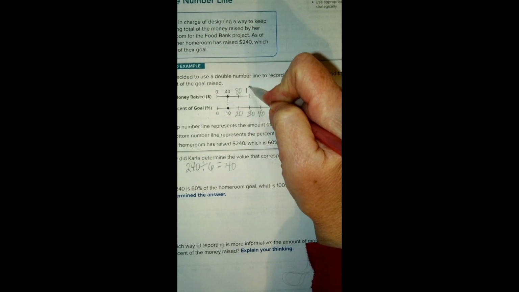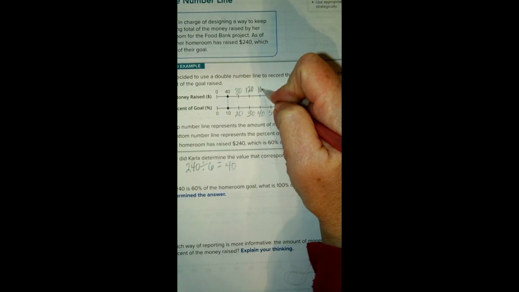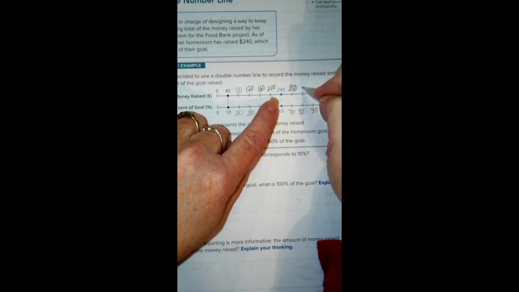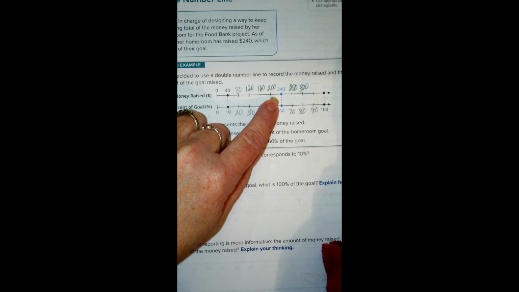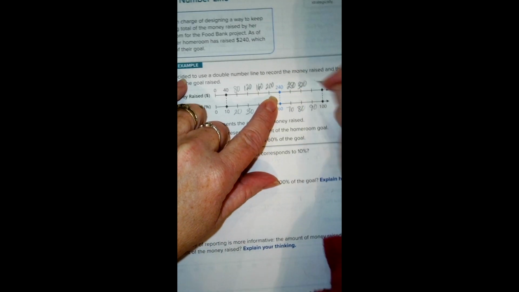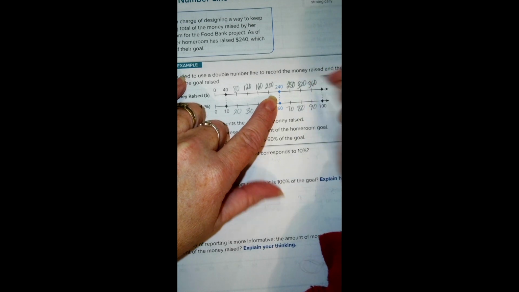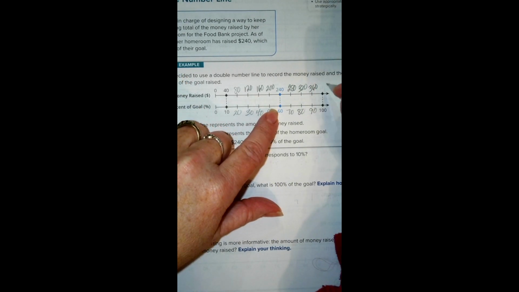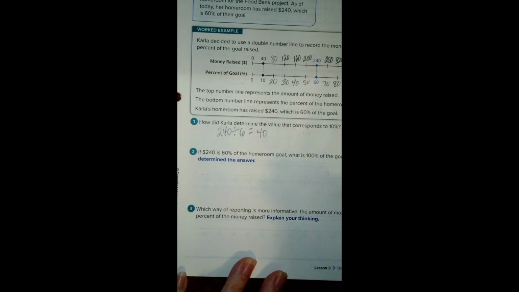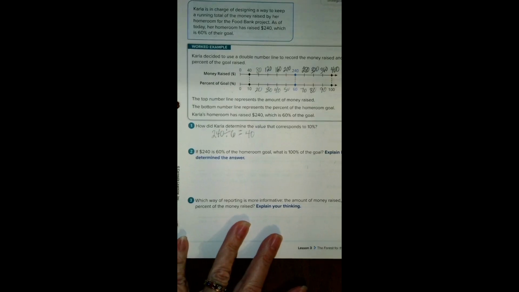So 80, 120, 160, 200, 240, 280. And we really would have only had to start here and go up by 40s. I just wanted you to see the whole thing filled out. 320, 360, and yes, you do need to write small here. And then finally 400. So $400, it then says explain how you determined your answer.